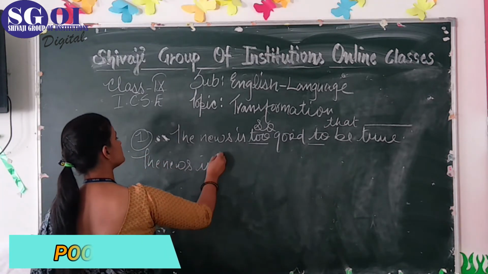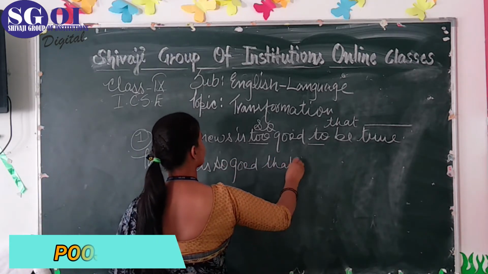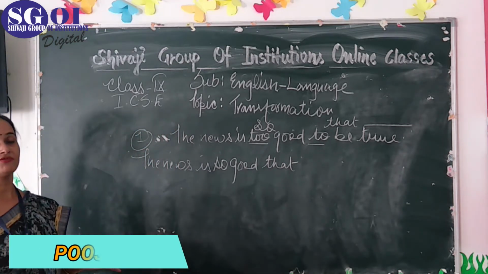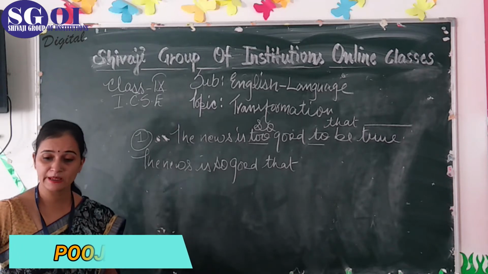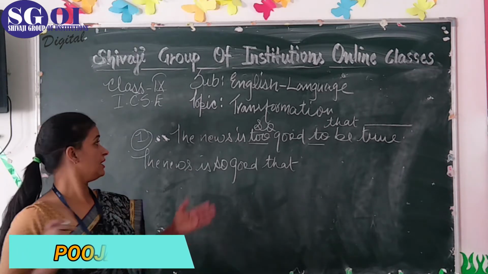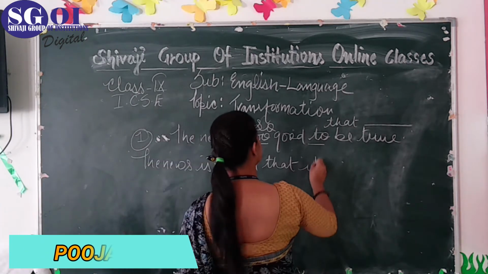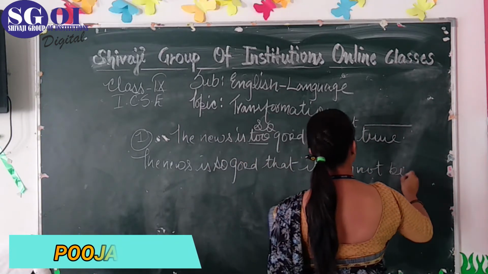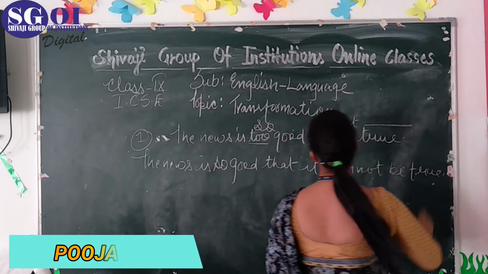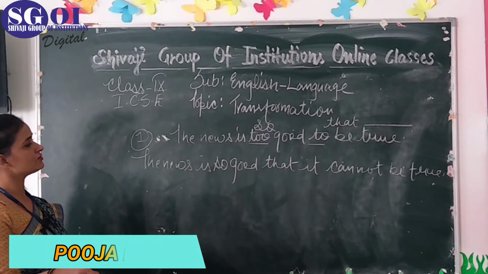The news is so good that... Now you have to write the correct subject. What will be the correct subject here? News. According to news, the subject is 'it'. That it cannot be true. The news is too good to be true. The news is so good that it cannot be true.